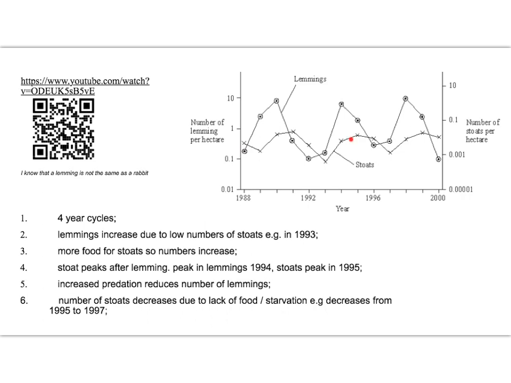You've then got increased predation, and so you get a reduction in the number of lemmings. About here is when you start to get increased predation, and after that point you start to get a reduction in the number of prey, the lemmings. And then the number of stoats will start to decrease due to lack of food or starvation, so you can see the stoats start to decrease from 1995 to 1997. So if you use that framework, you should be able to get most marks on most questions.